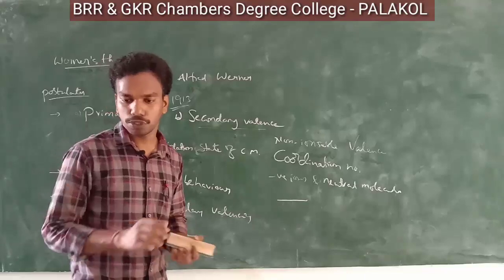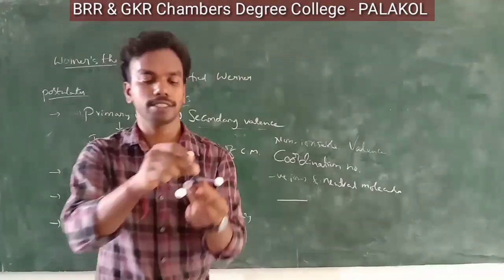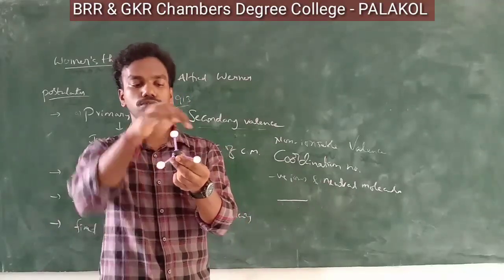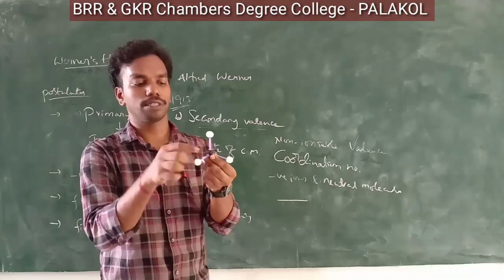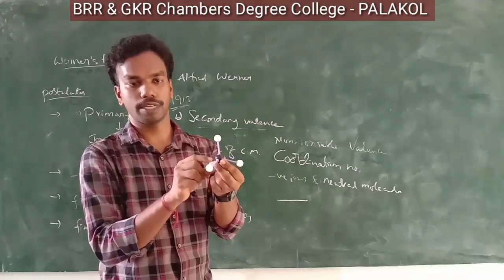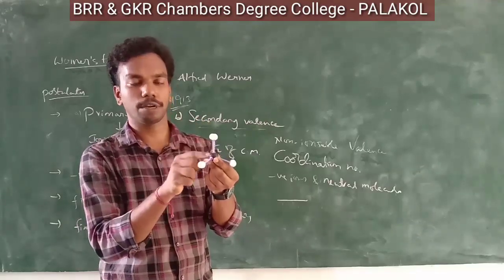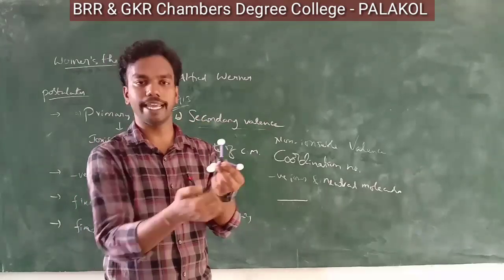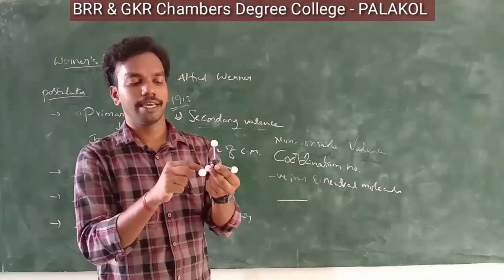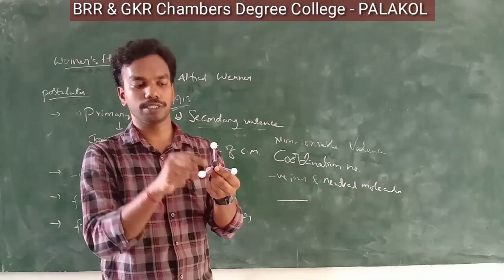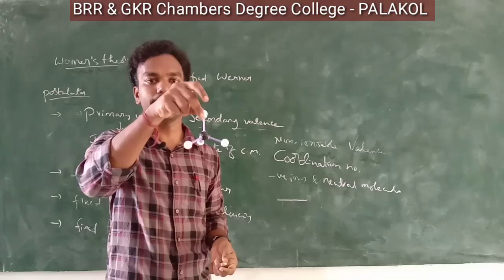So I have a model, I will show you. This is a 4 coordinate complex. So 1, 2, 3, 4, and the black ball is your metal atom, and the white balls represent the ligands. This is the coordination. The coordination number of this central metal is 4 because we have 4 ligands. So these secondary valencies around the central metal have fixed positions at the tetrahedral corners. So the structure is tetrahedral.